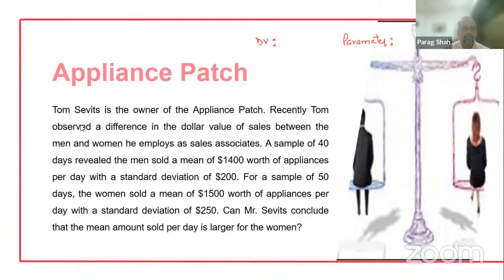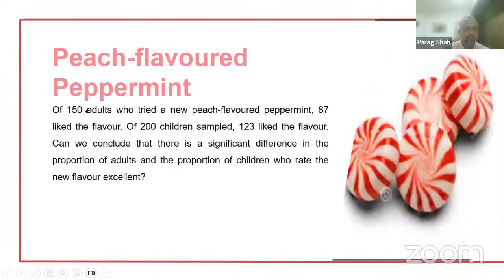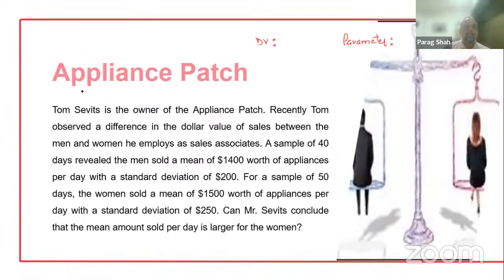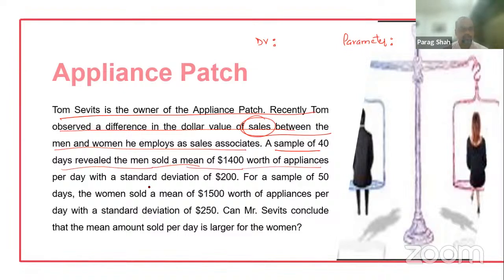What is the question asked? Tom Savitz is the owner of an appliance company. Recently, Tom observed the difference in the dollar value of sales between men and women he employs as sales executives. A sample of 40 days reveals that men sold a mean of $1400 worth of appliances per day, with the standard deviation, and so on. So it is given. You can say sales, or you can say the value of appliances also.